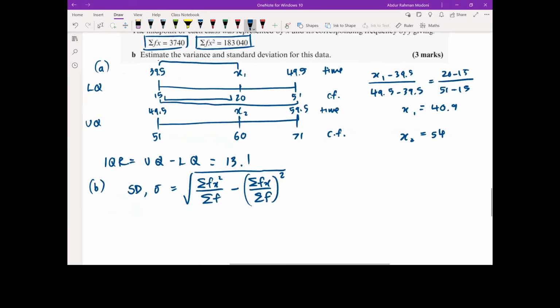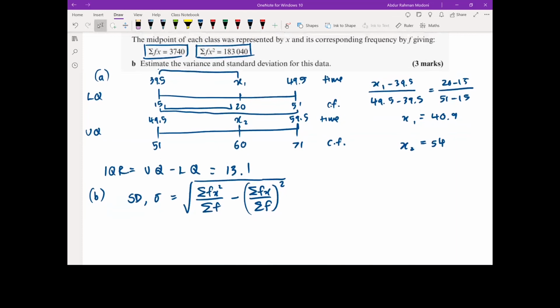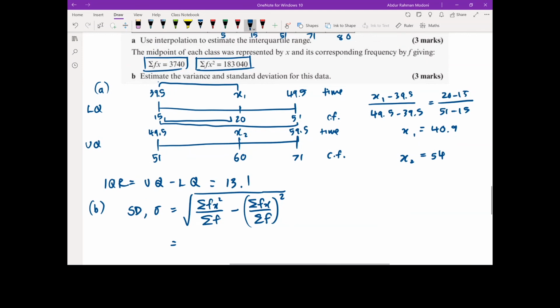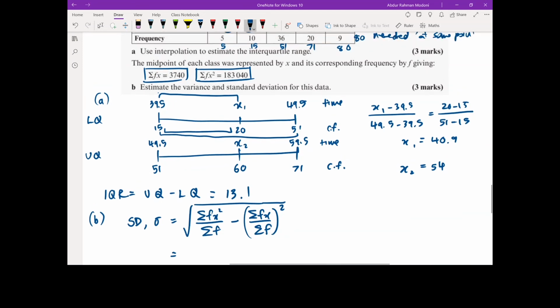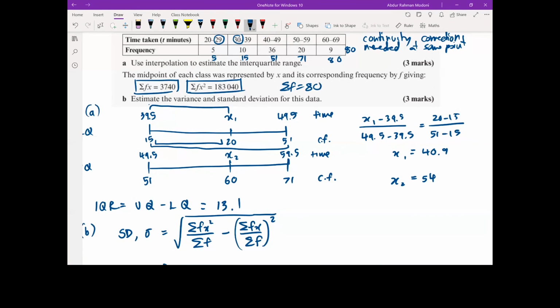We can maybe deduce it from one of the formulas given in the formula book, but you need to understand it's the mean of the squares minus the square of the mean. Square rooted gives us the standard deviation. So let's take a look at if we can work this out then. Well, we know what the sum of f is. We've worked it out. Sum of f is 80, the total frequency.